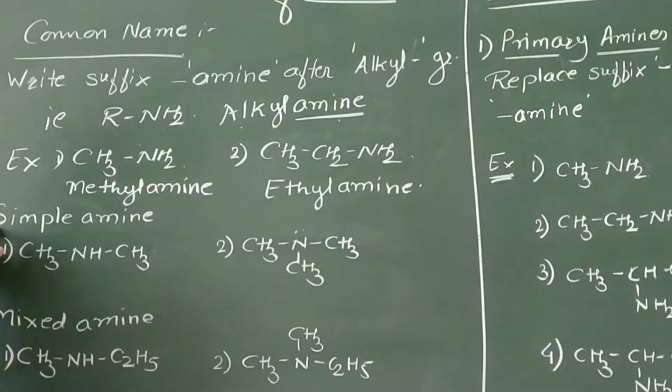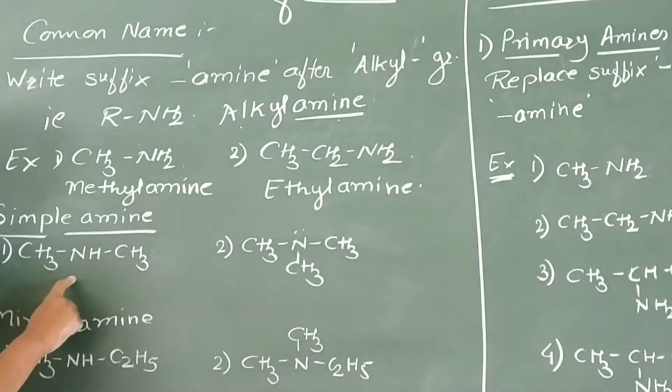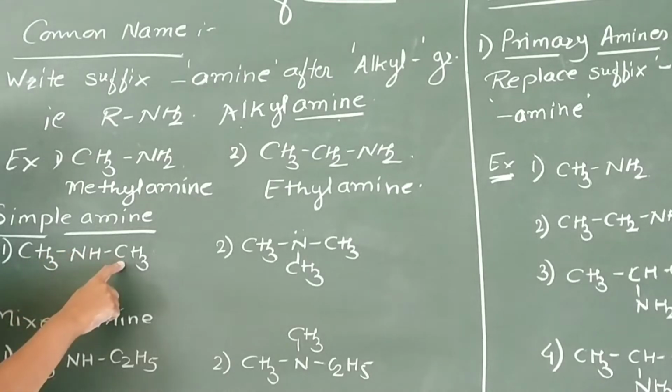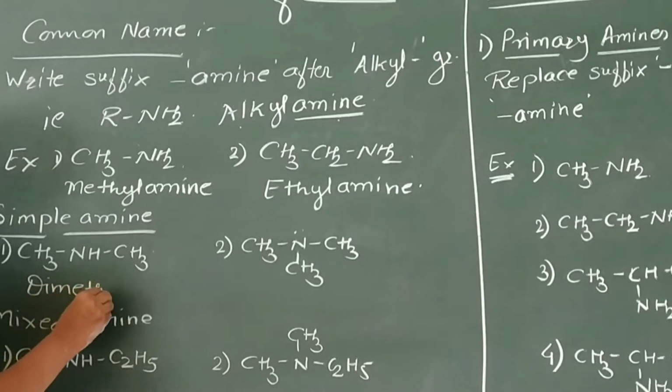Now secondary and tertiary amines are of two types, simple or symmetrical amines and mixed or unsymmetrical amines. Now first we are going to see simple amines. Now here first example is CH3NHCH3. This is example of secondary amine because two hydrogen atoms from ammonia are replaced by two alkyl group and these two alkyl groups are similar, therefore name is dimethylamine. There are two methyl group, therefore dimethylamine.